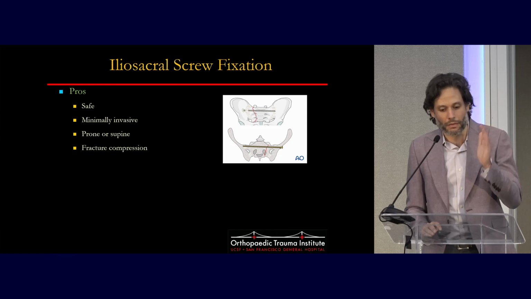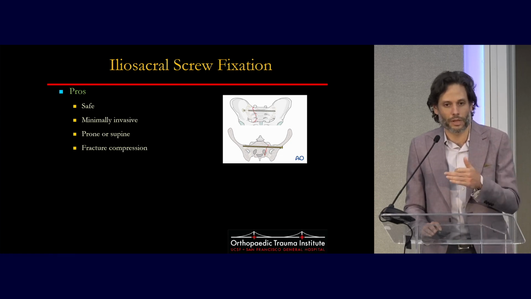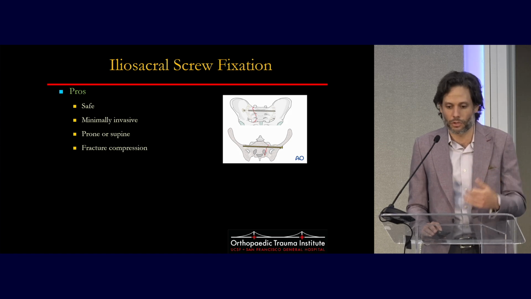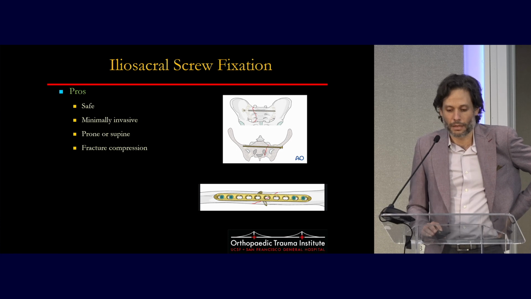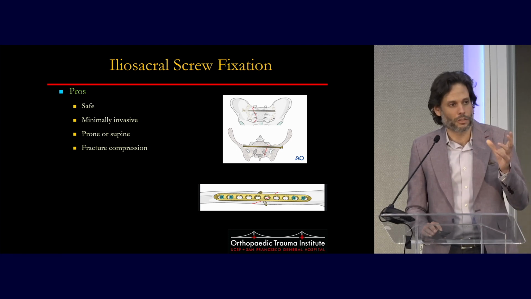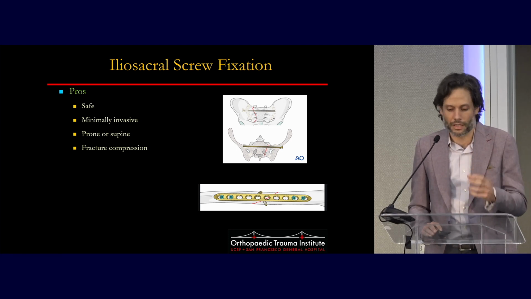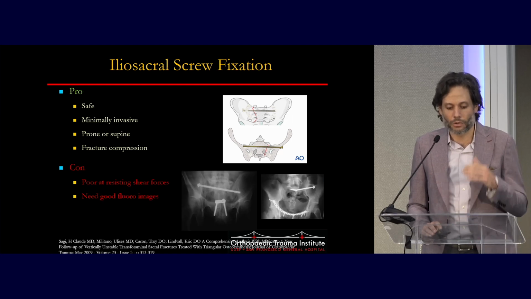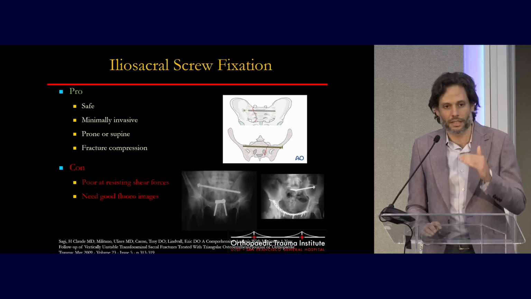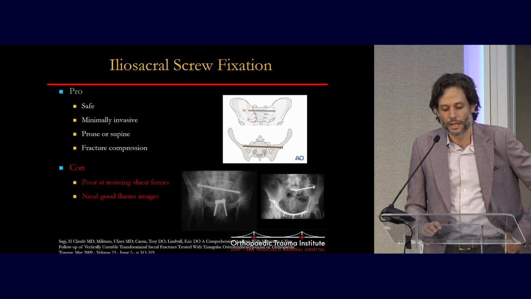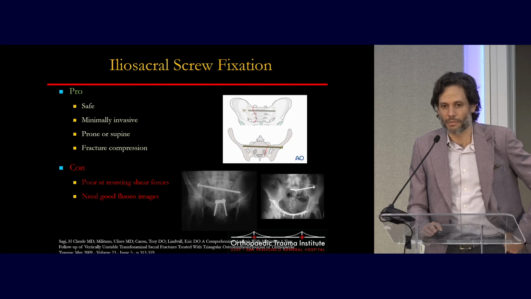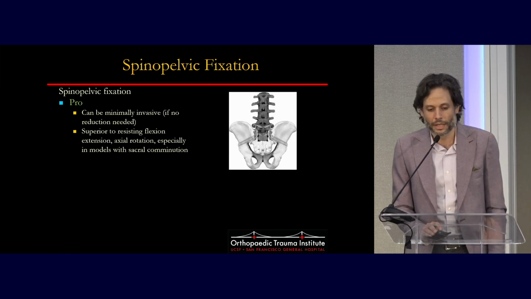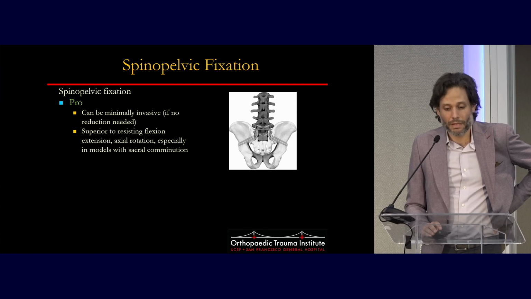For our vertically oriented fractures, you could generate fracture compression by either lagging by technique or lagging by design perpendicular to the fracture line. But it is just a lag screw, as opposed to a lot of other places where we neutralize our lag screws. A lot of times we don't have that effect here. And so it's pretty poor at resisting shear forces because this is how the hemipelvis wants to displace. And you also need pretty good floor images, which is sometimes limited if there's a lot of bowel gas or obesity.